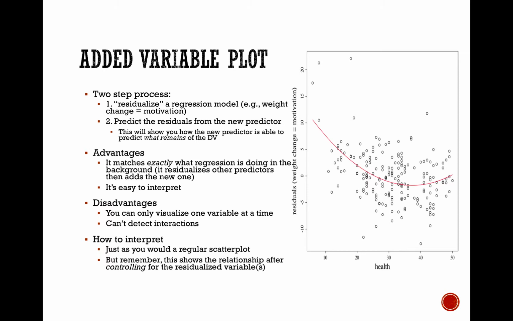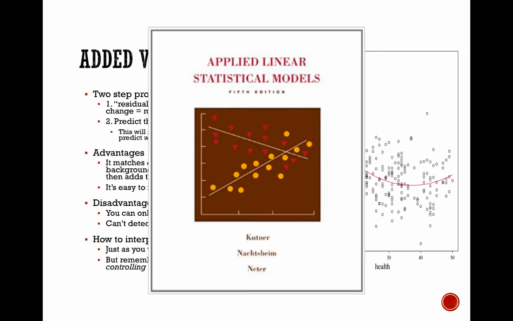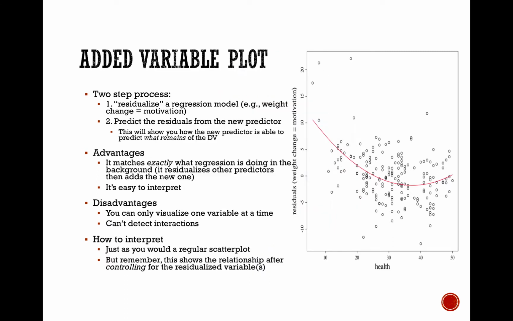The second way is called added variable plots. So this was actually the way that I was taught to visualize multiple regression as an undergrad when I was taking an intro to stats from the stats department at Brigham Young University. And they used the book Kutner, Nachtsheim, Neter, or something or other. Anyway, this is what they taught to visualize regression, and it's got a lot of advantages.